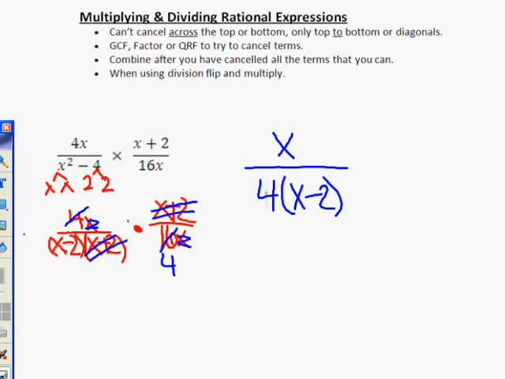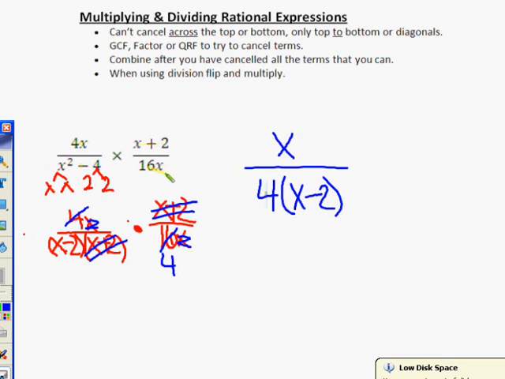Okay, today we're going to be multiplying and dividing rational expressions. One thing with these is you cannot cancel across, like a top and a top, or a bottom and a bottom. So you can only go top to bottom, or maybe you can do diagonals, like from a 4 and a 16.